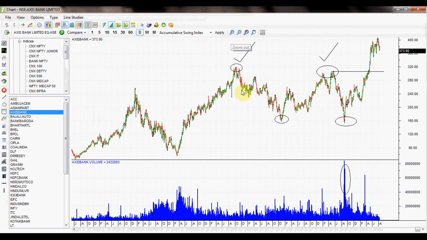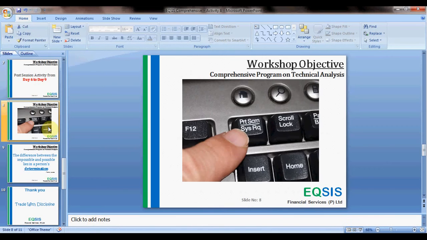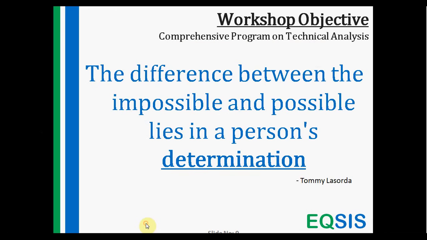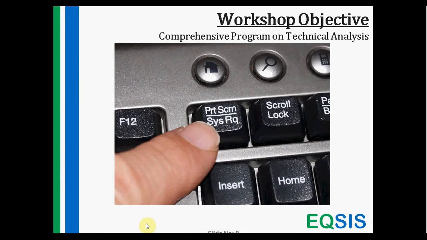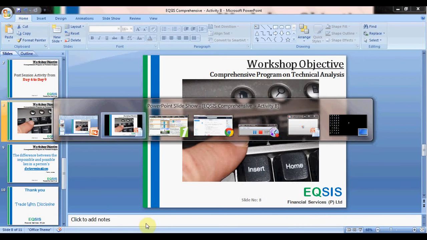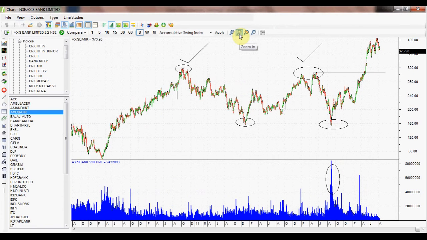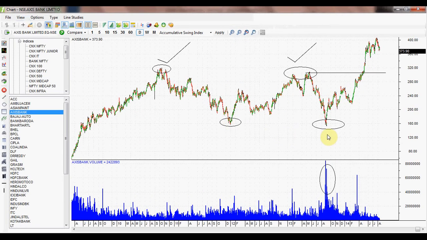You did this analysis, now take the print screen. For people who are not so tech savvy, I'll tell you what print screen is. Just go to your keyboard and look at the keyboard. You can find a button like this. What you have to do is keep the charts open. Zoom into the exact area where you have to show those two bottoms and take the print screen. Now I'm pressing the print screen key.